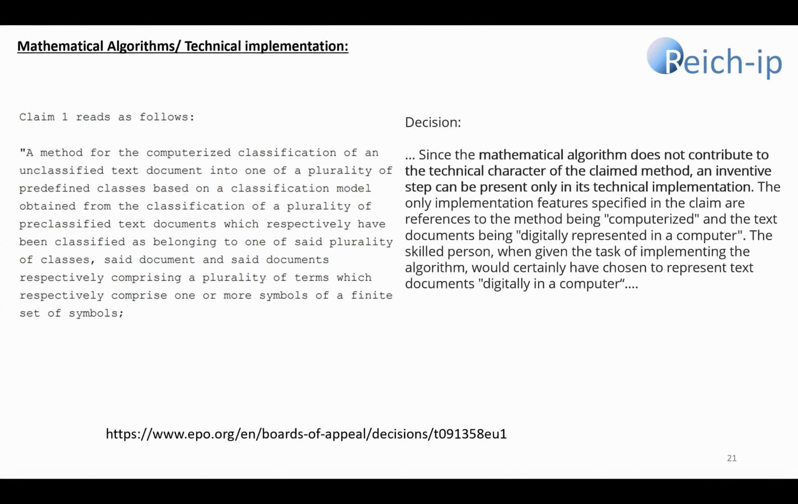And the next half sentence is, an inventive step can be present only in its technical implementation. Well, this is clear. The technical implementation as such is a technical feature. And if you contribute in this manner, you will also receive a grant.